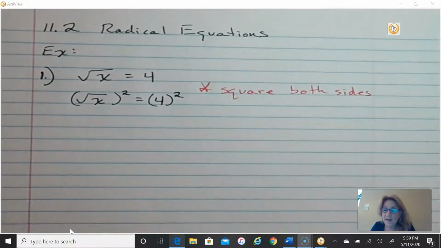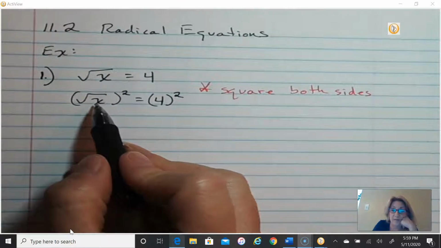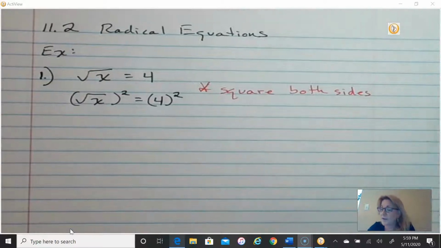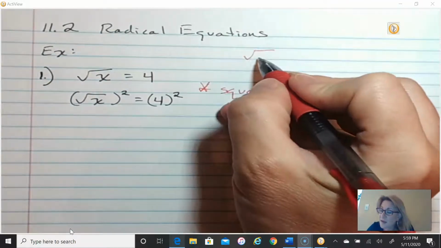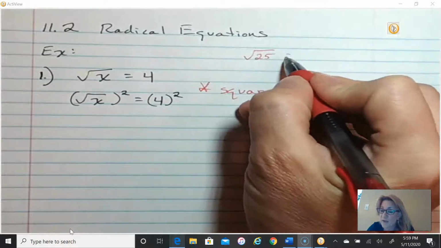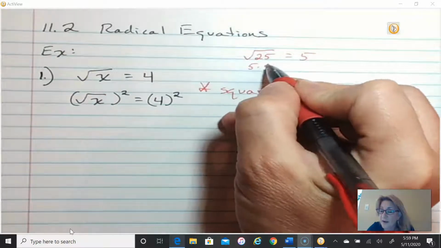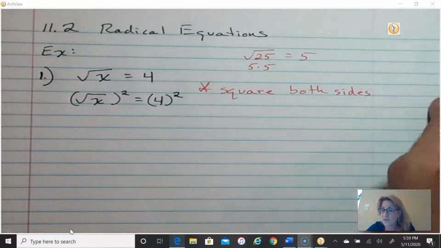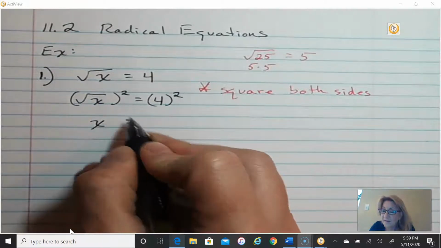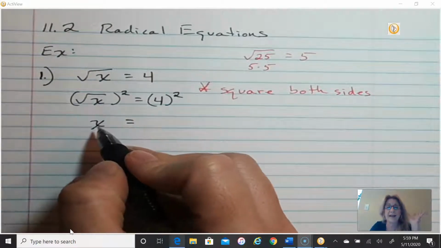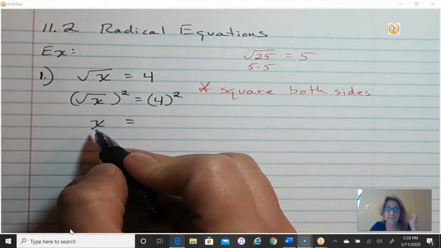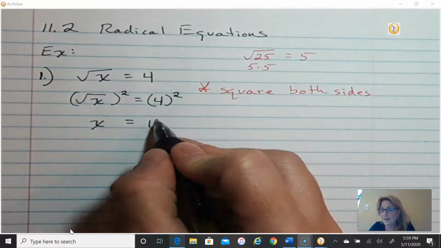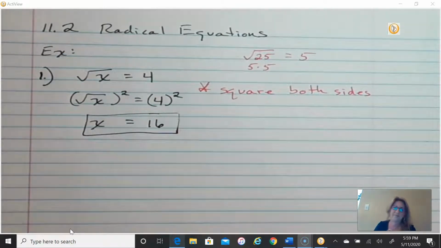All right, so I'm going to square both sides. Now, if you remember, this means square root, so it's like a perfect square. For example, the square root of 25 is 5, because 5 times 5 is 25. If I square the square root, I'm left with just x. Whatever is under here is taken out of the square root. What's 4 squared? It's 4 times 4, it's 16. That is your answer.